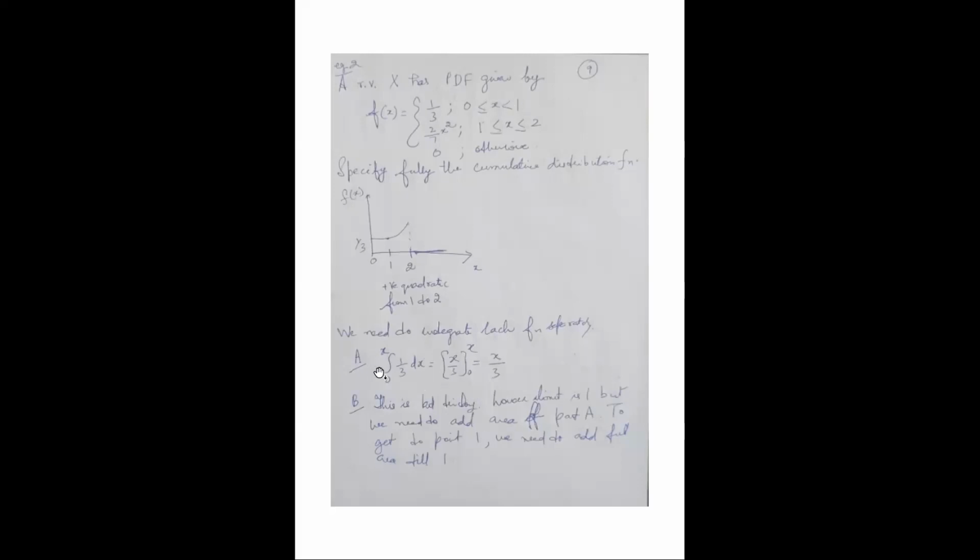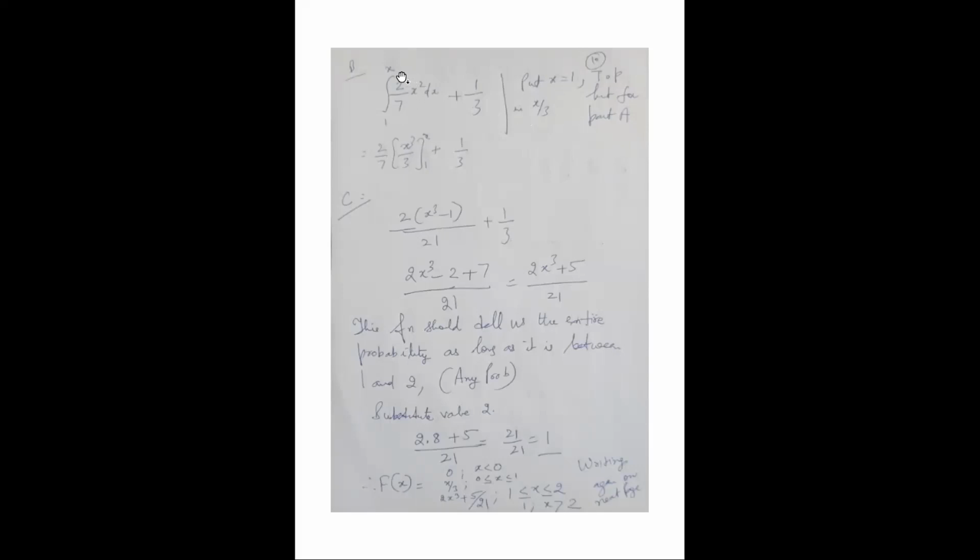My cumulative distribution function came out to be x by 3. Now for x equal to 1, what is the area under the curve? It is 1 by 3. So therefore, for the second function, I will of course calculate from 1 to x, but I will have to add here 1 by 3 also. Put x equal to 1, right? But this is for part A. Put x equal to 1 in x by 3, the cumulative distribution function.